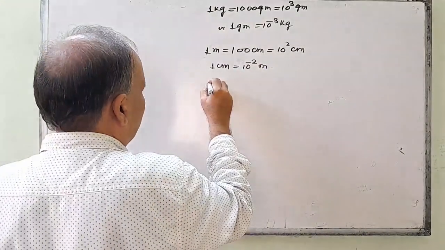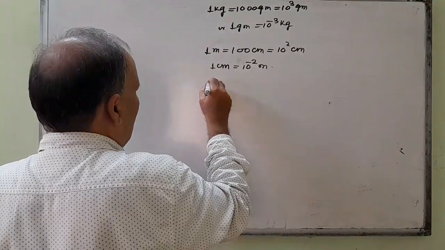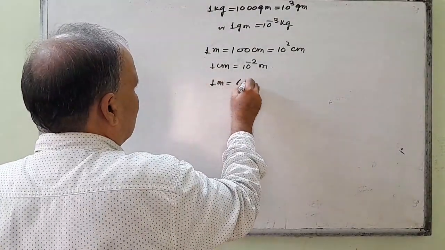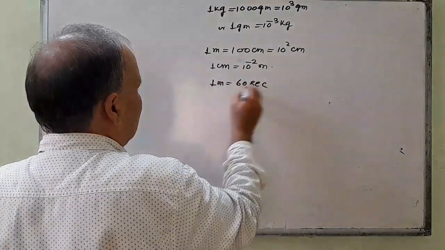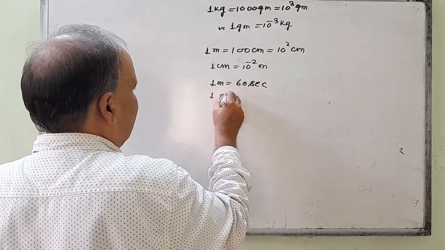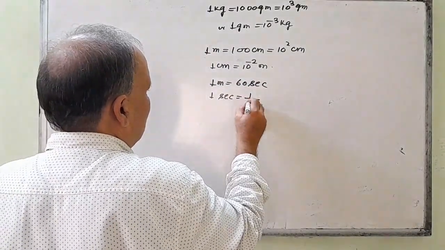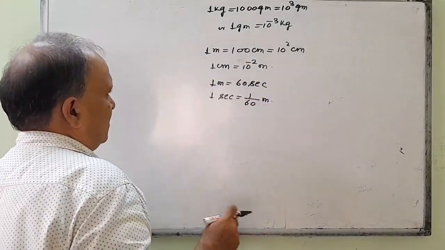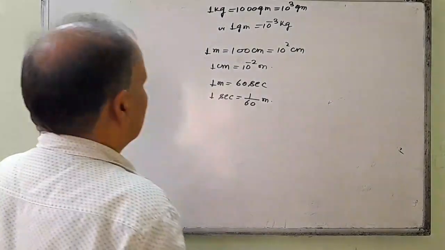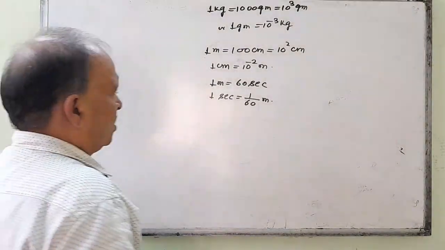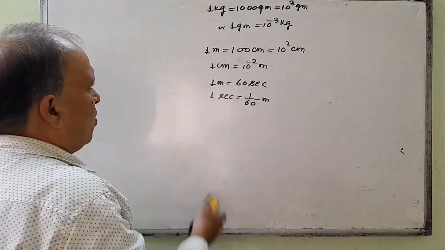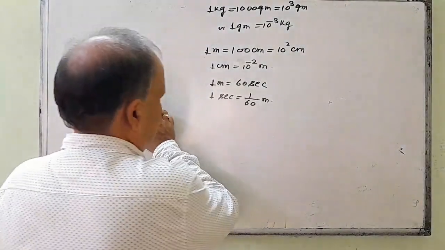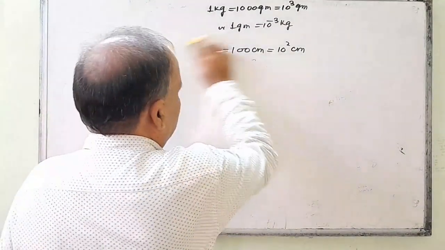Again, you know, 1 minute is equal to 60 seconds, or 1 second is equal to 1 by 60 minutes, like this. So, using this, we convert one system of a unit to another system of a unit by using that equation.